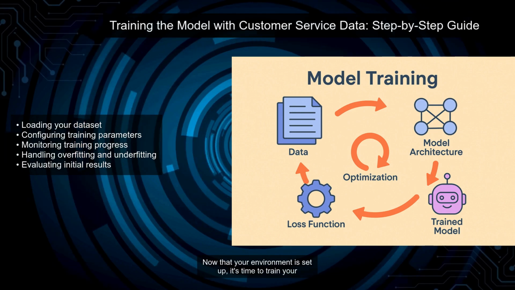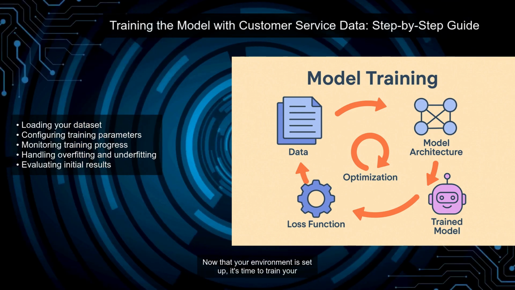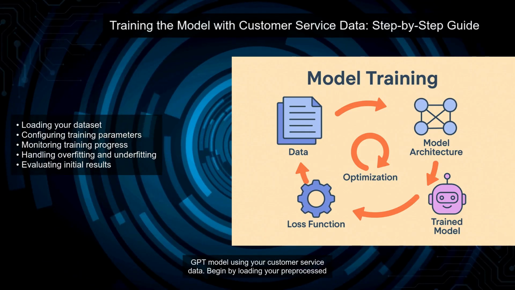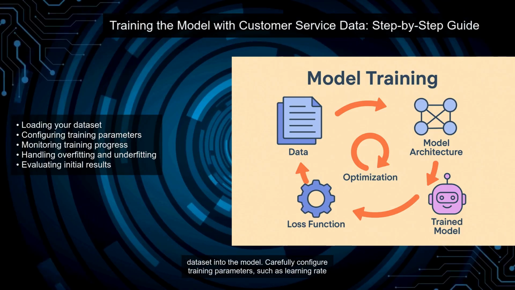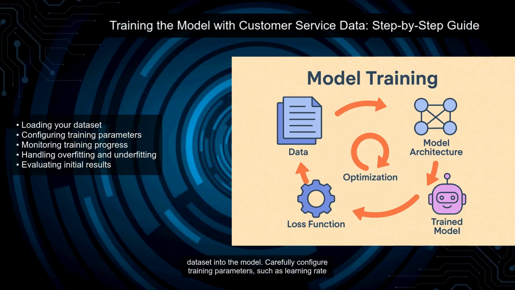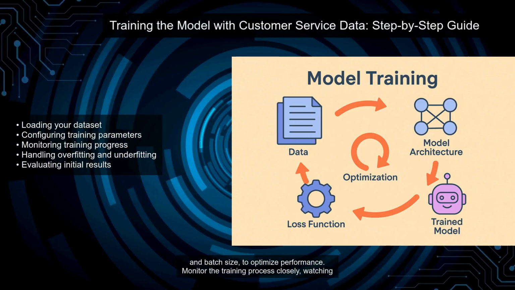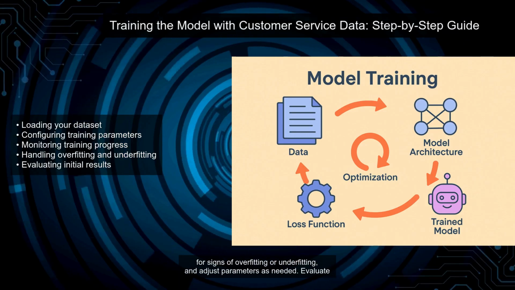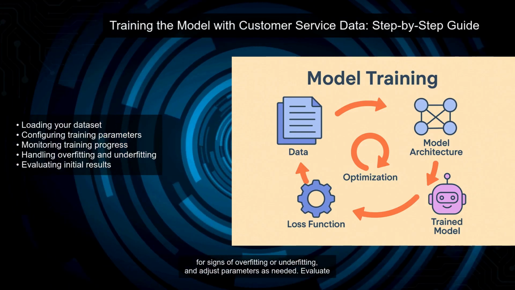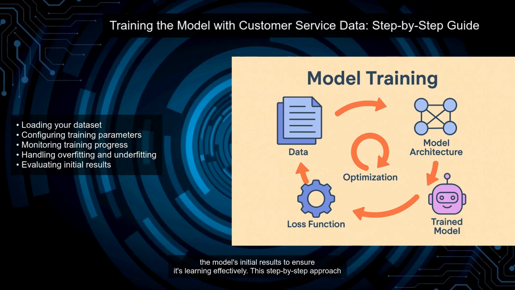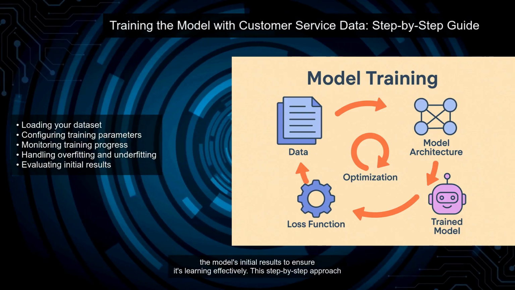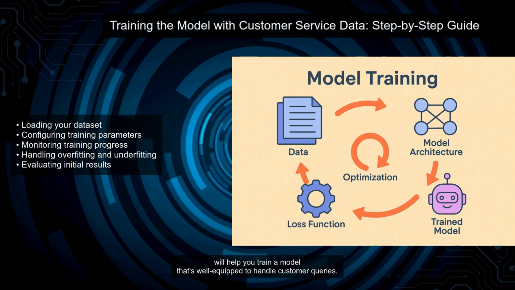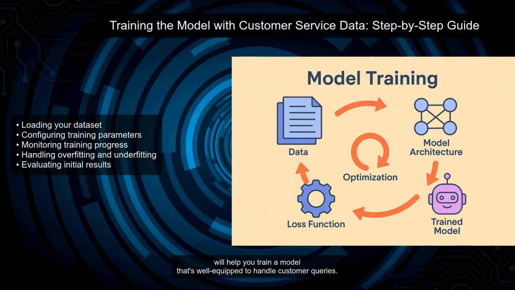Now that your environment is set up, it's time to train your GPT model using your customer service data. Begin by loading your pre-processed dataset into the model. Carefully configure training parameters, such as learning rate and batch size, to optimize performance. Monitor the training process closely, watching for signs of overfitting or underfitting, and adjust parameters as needed. Evaluate the model's initial results to ensure it's learning effectively. This step-by-step approach will help you train a model that's well-equipped to handle customer queries.